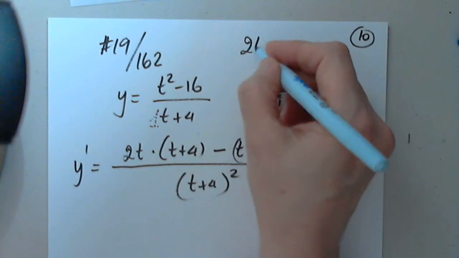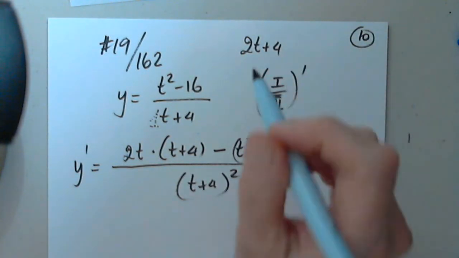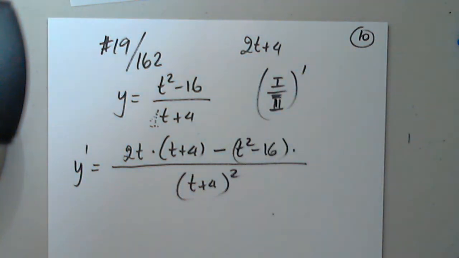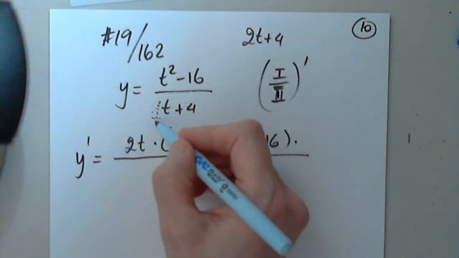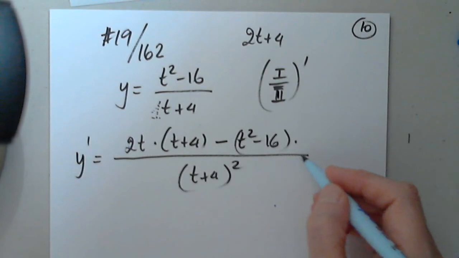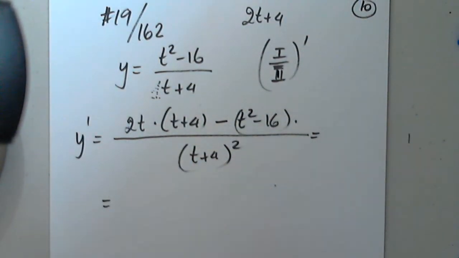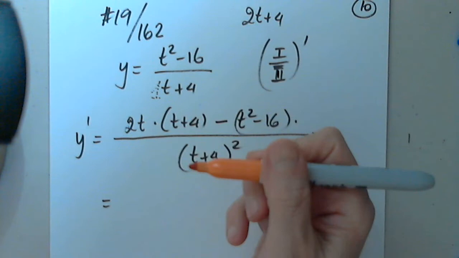If I have 2t plus 4, the derivative of this will be 2, because the slope of the line is 2. But here I have 1. So it's times 1. I don't have to write anything. At this point, I will distribute. Please, I'm begging you, I'm going to erase this. Do not write it.